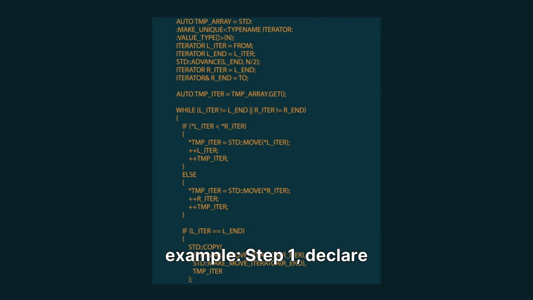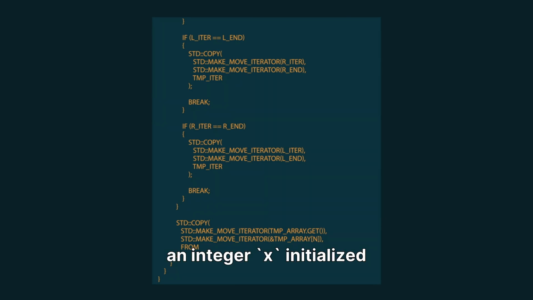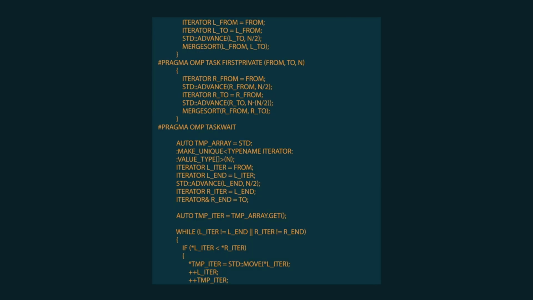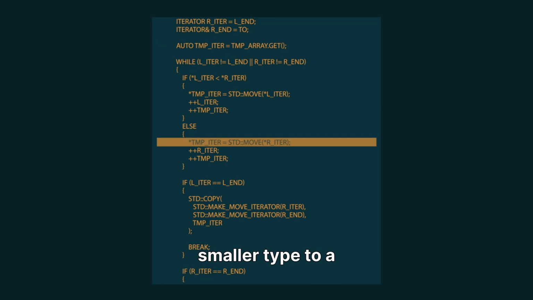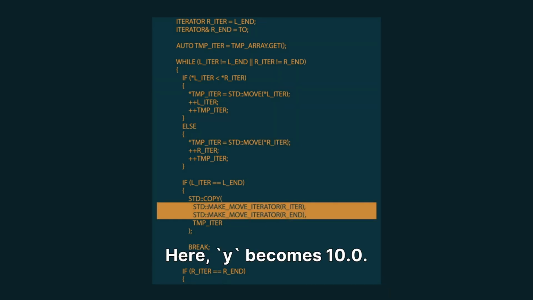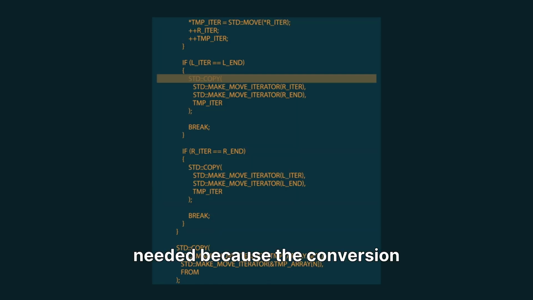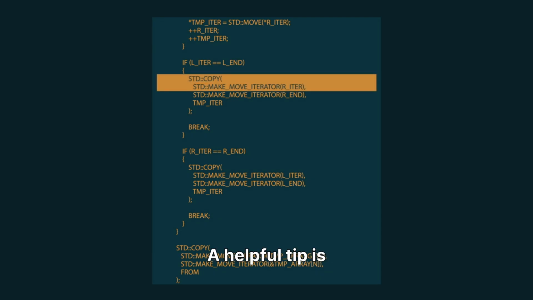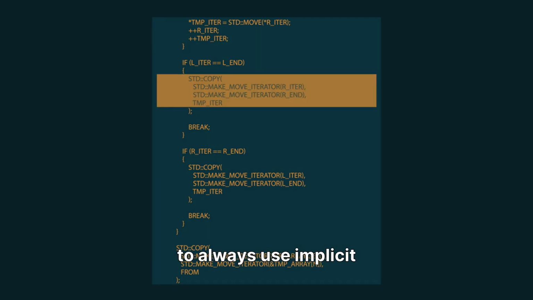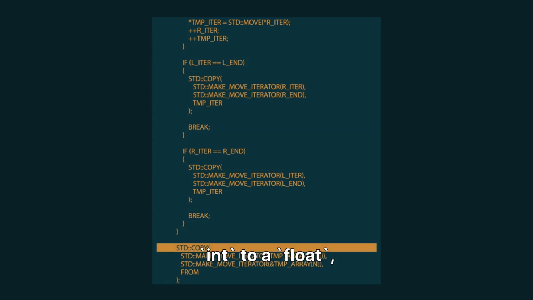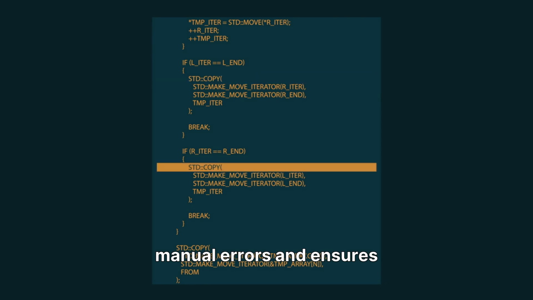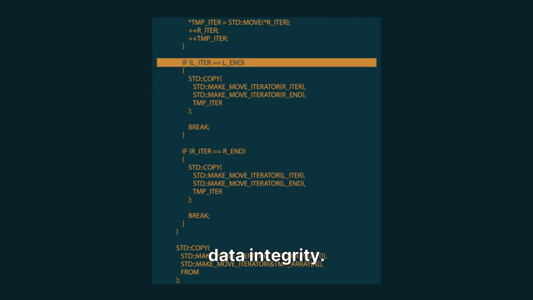Step 1. Declare your variables, such as an integer x initialized to 10. Step 2. Assign this smaller type to a larger one, like double y = x. Here, y becomes 10.0. No explicit cast is needed because the conversion is inherently safe and automatic. A helpful tip is to always use implicit casting for type promotions, such as converting an int to a float, as this helps prevent manual errors and ensures data integrity.